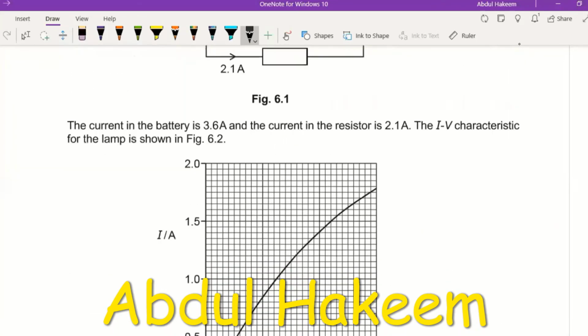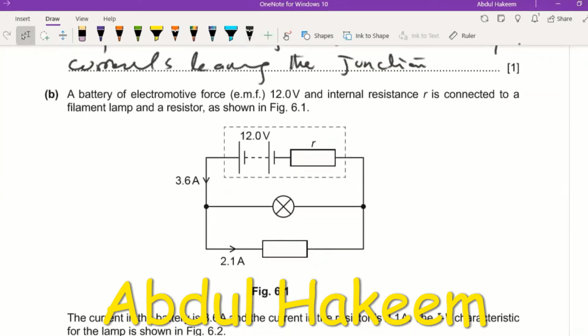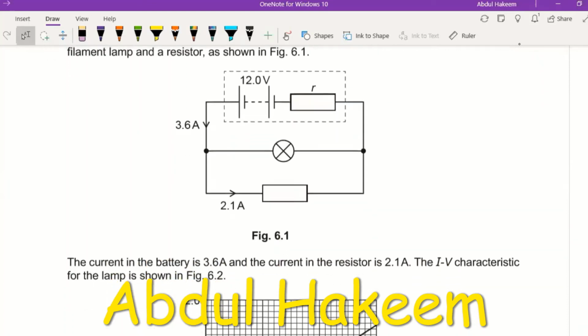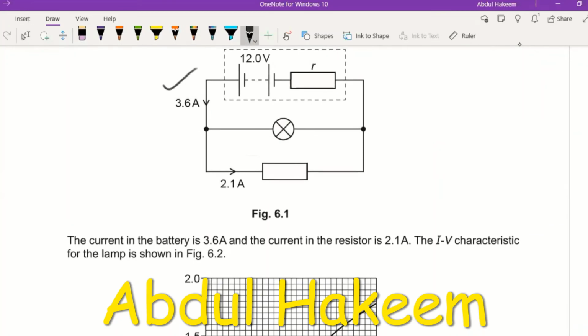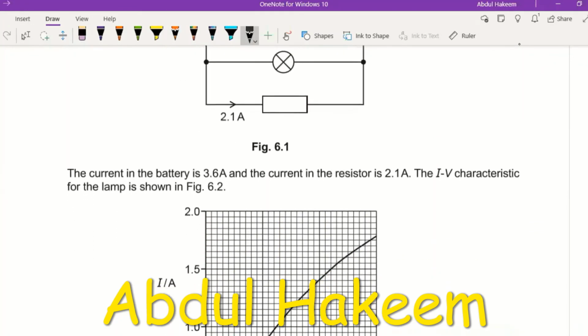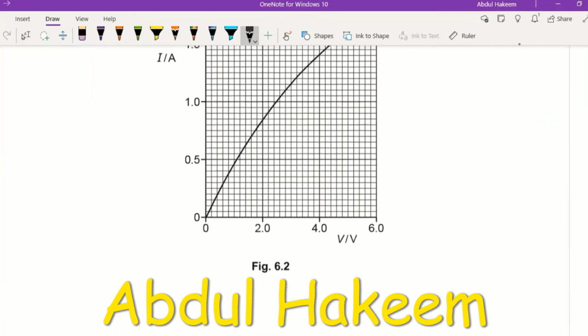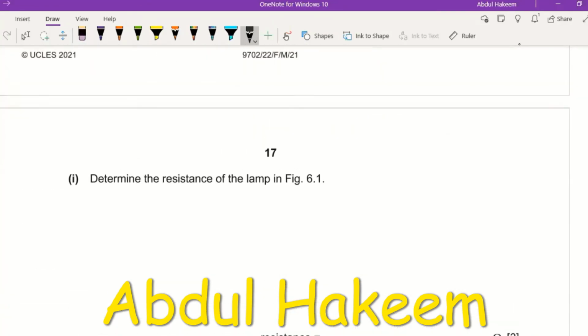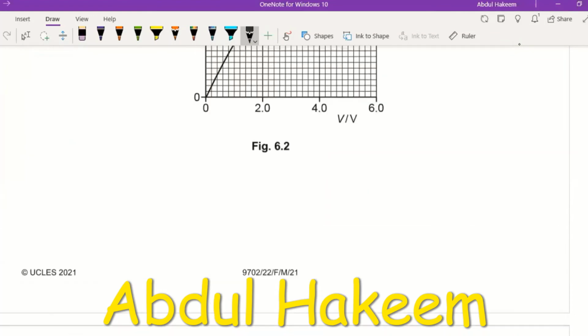Now the next is, a battery of electromotive force E and internal resistance r is connected to a filament lamp and a resistor as shown. The current in the battery is 3.6 and the current in the resistor is 2.1. This is the IV characteristic graph for the lamp. The question is, determine the resistance of the lamp. So resistance of the lamp R is equal to V divided by I.